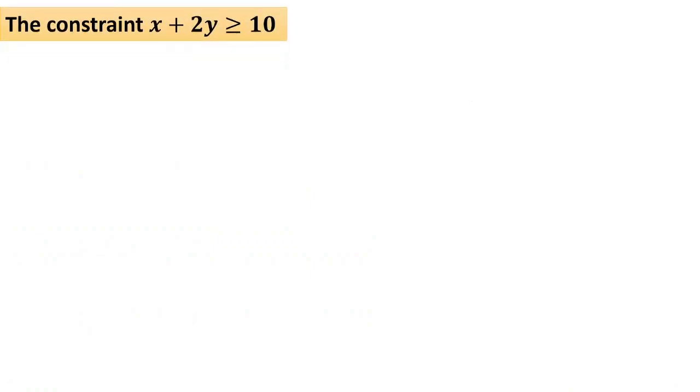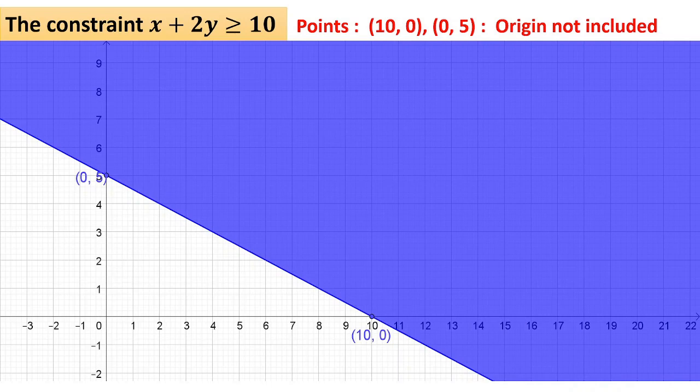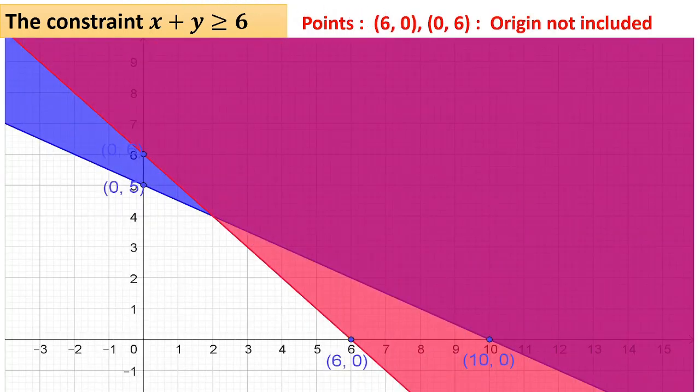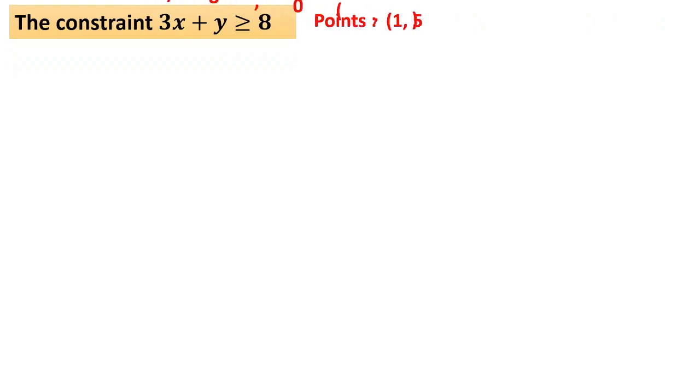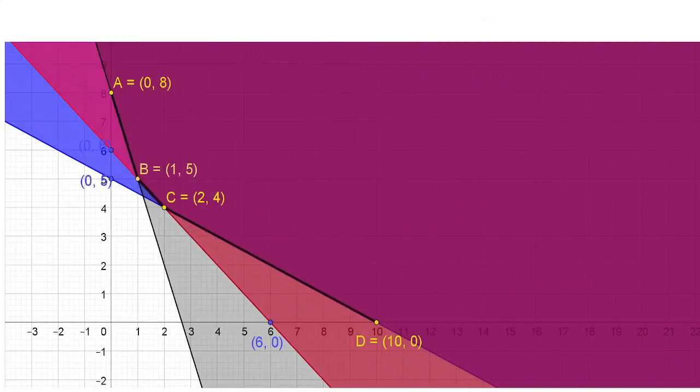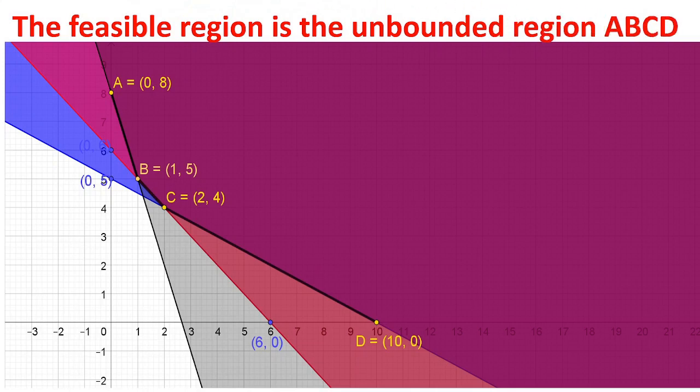The constraints are x + 2y ≥ 10. Points I have put, origin not included. Good. Let us go to the second one, x + y ≥ 6. Origin not included. It goes up. Again, third constraint, points (1, 5) and (0, 8). Origin not included. Now you get the corner points of an unbounded region. The feasible region is the unbounded region ABCD.